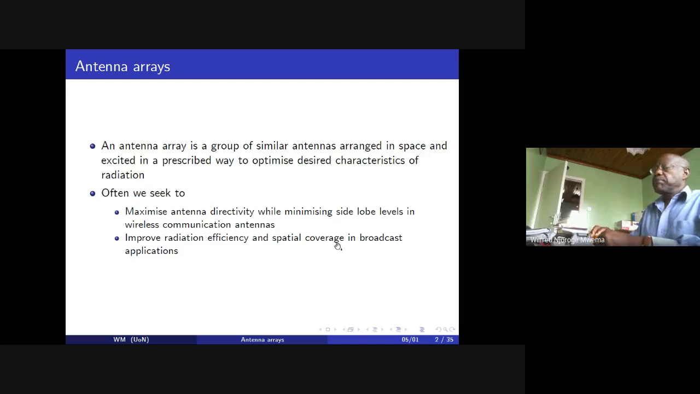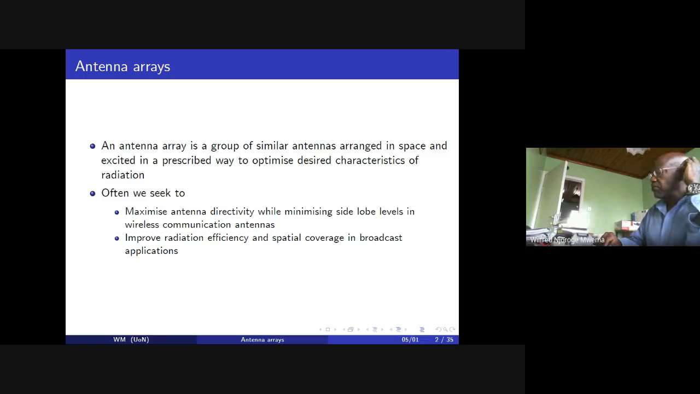Two, we want to improve the radiation efficiency and spatial coverage in a broadcast application. Say, for example, for a radio station, you don't want to direct that power in just one given direction, because the people receiving your radio signal will be distributed all over, not always equally in all directions, but they will be distributed all over and you want to reach them all.